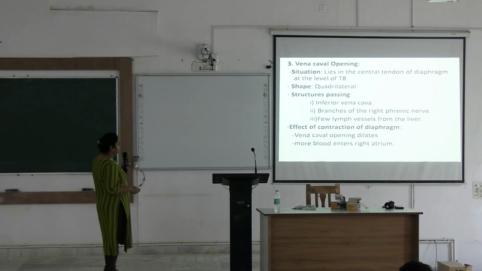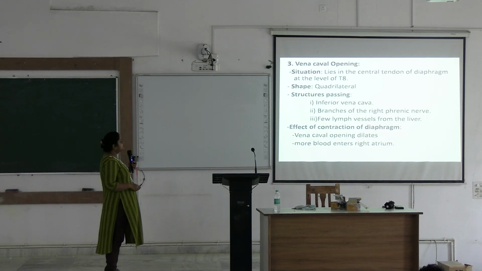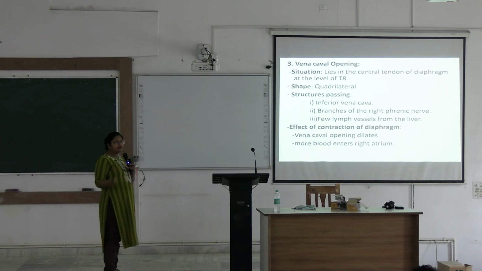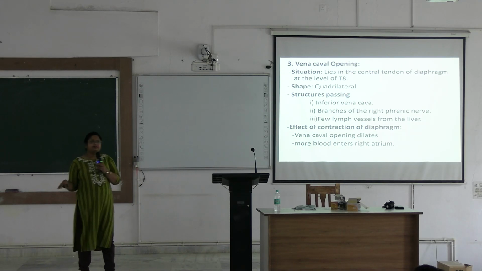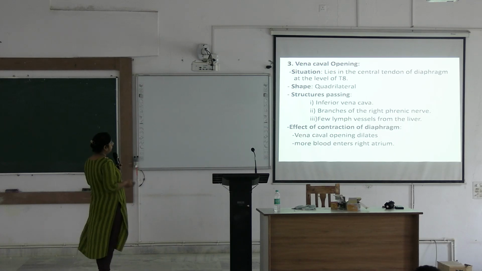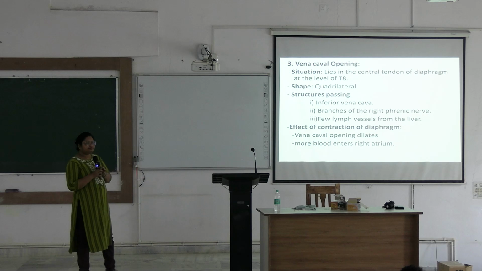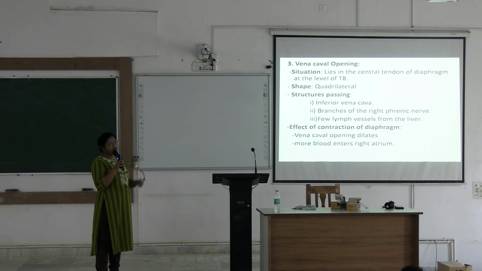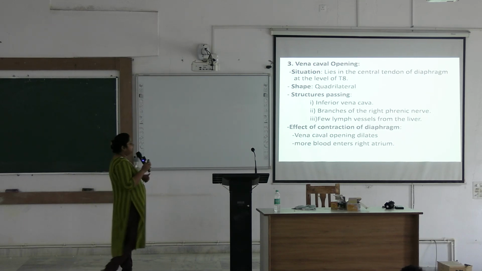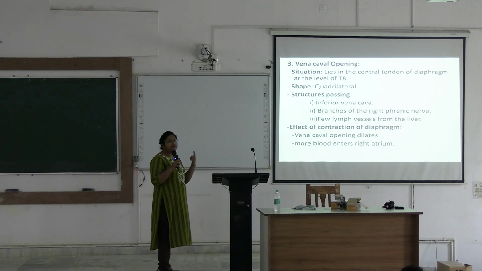What will be the effect of contraction of the diaphragm? This vena cava opening dilates during the contraction of the diaphragm, and more blood enters the right atrium through the inferior vena cava. Blood is going from the lower limb to the heart.